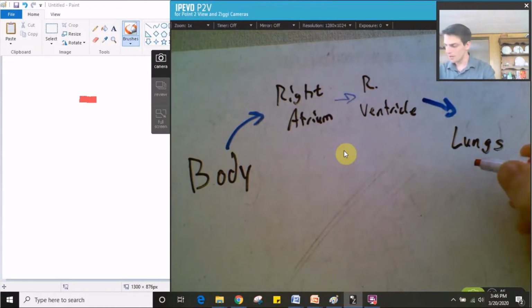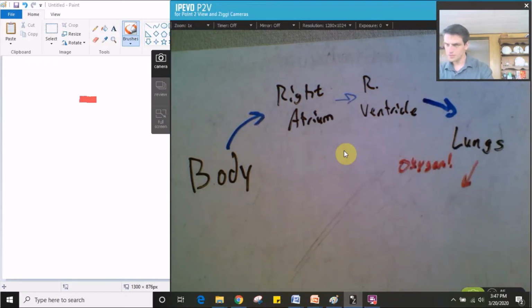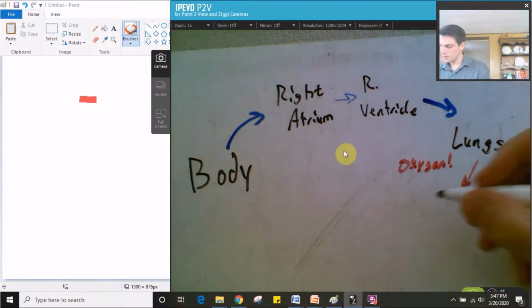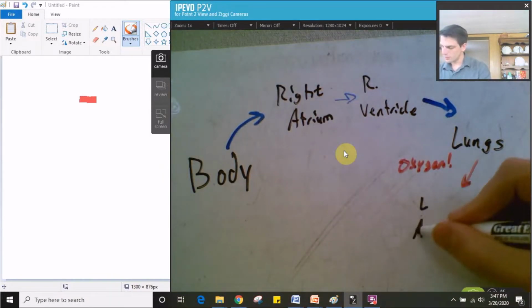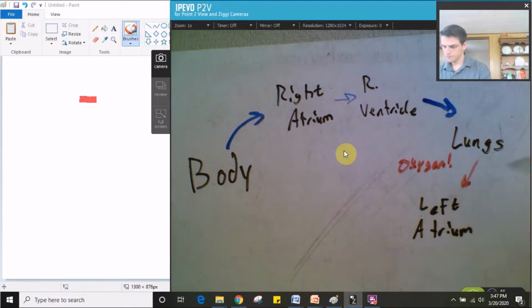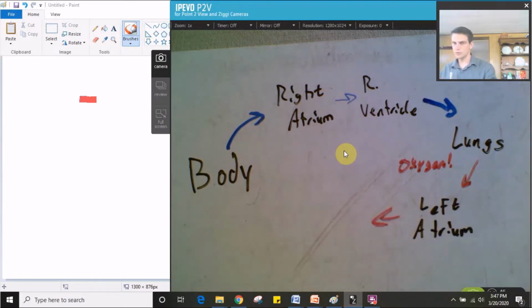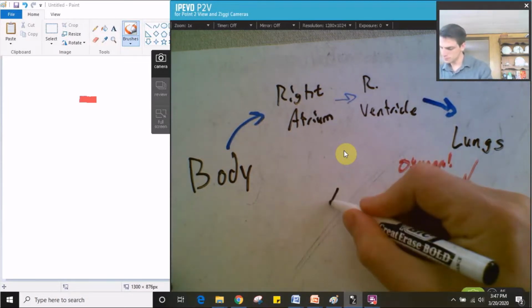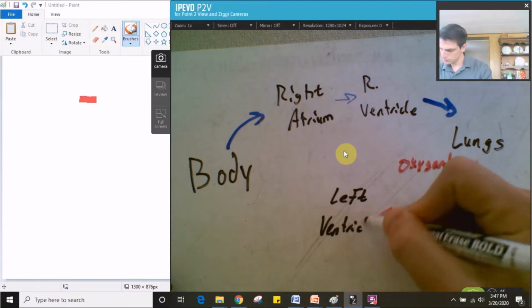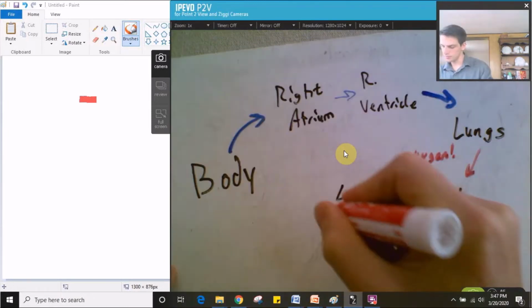So I'm going to start using red, because it gets oxygen. And it'll go into the left atrium. Then to the left ventricle. And from there, it'll go to the body.